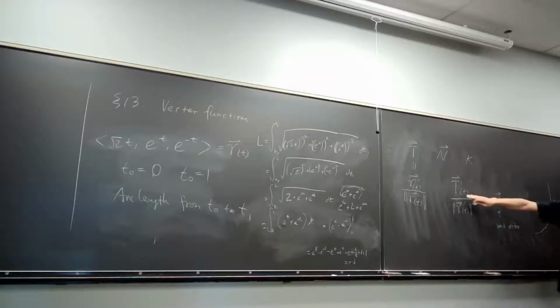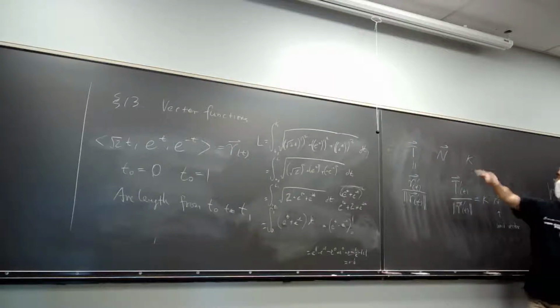So you can see T is changing with time. T is here, after a while T becomes there, and the difference is a little bit to the left. That's why it's in the N direction. And how fast the turning is is given by the curvature. You obtain this vector, the direction of this vector is N, and the magnitude of this vector is the curvature.